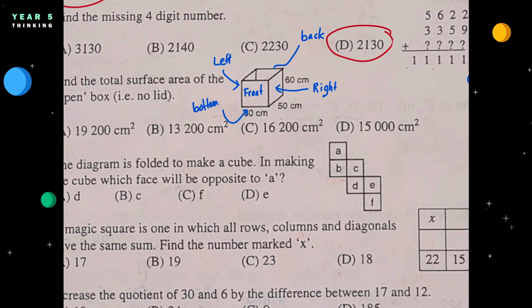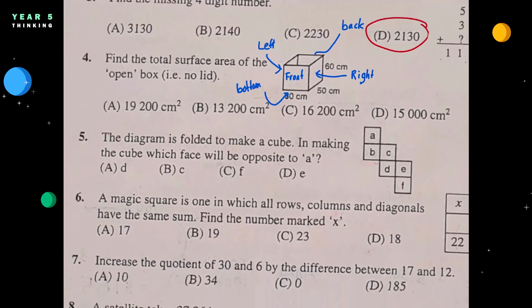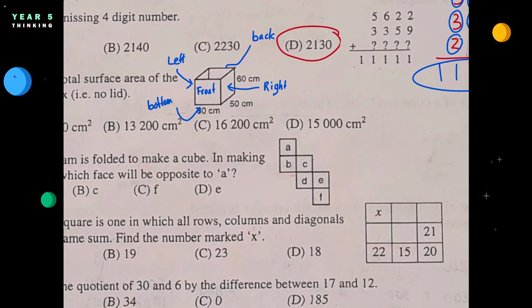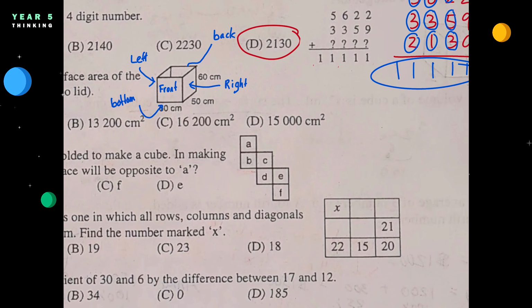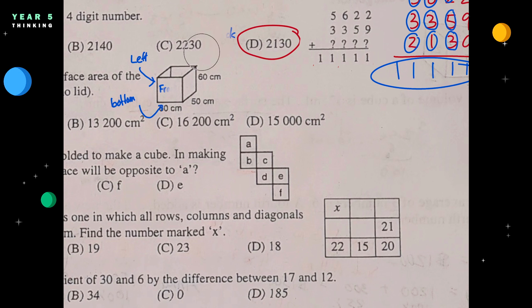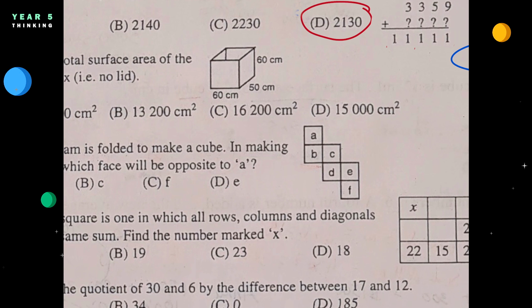Why? Because there is no top face. It's open, there's no lid. So it says find the total surface area. So let's do that. Now let's look at the dimensions. You've got 60 here, 60 here, which means this must be 60 as well. So 60 times 60. Well, the front face. Let's do the front.